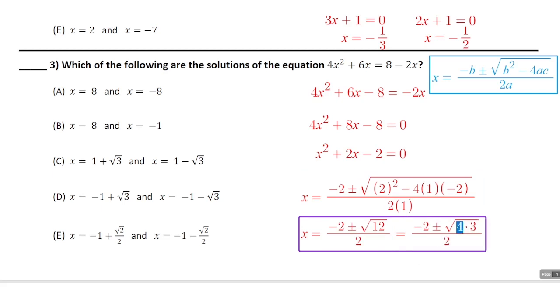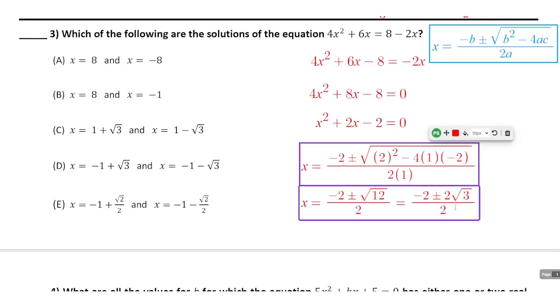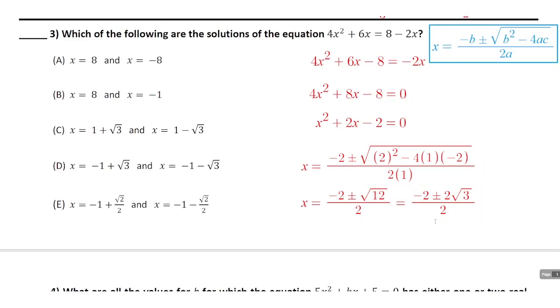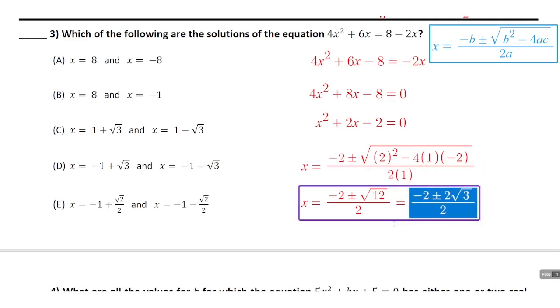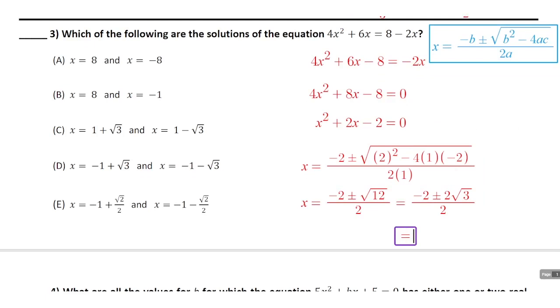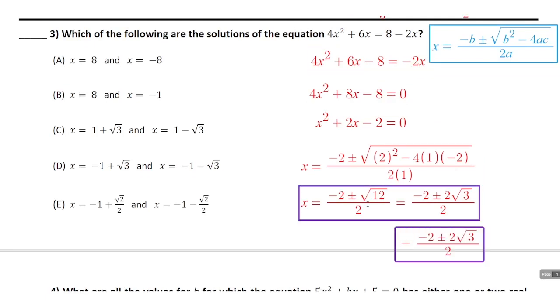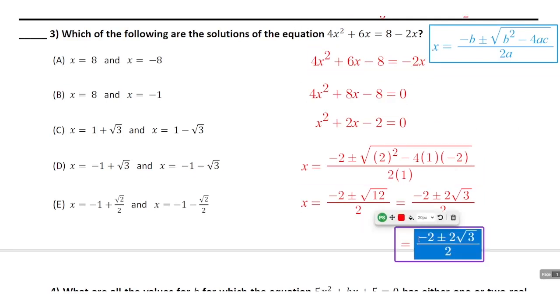And what we know is that the square root of 4 is 2. So what we can do here is just put a 2 over here. Take that out. And now we have -2 plus or minus 2 root 3 over 2. And if I simplify this by dividing everything by 2, I'm going to get my final answer here. So -2 divided by 2 is just going to be -1. And then 2 divided by 2, again, is just 1. So we get -1 plus or minus root 3.